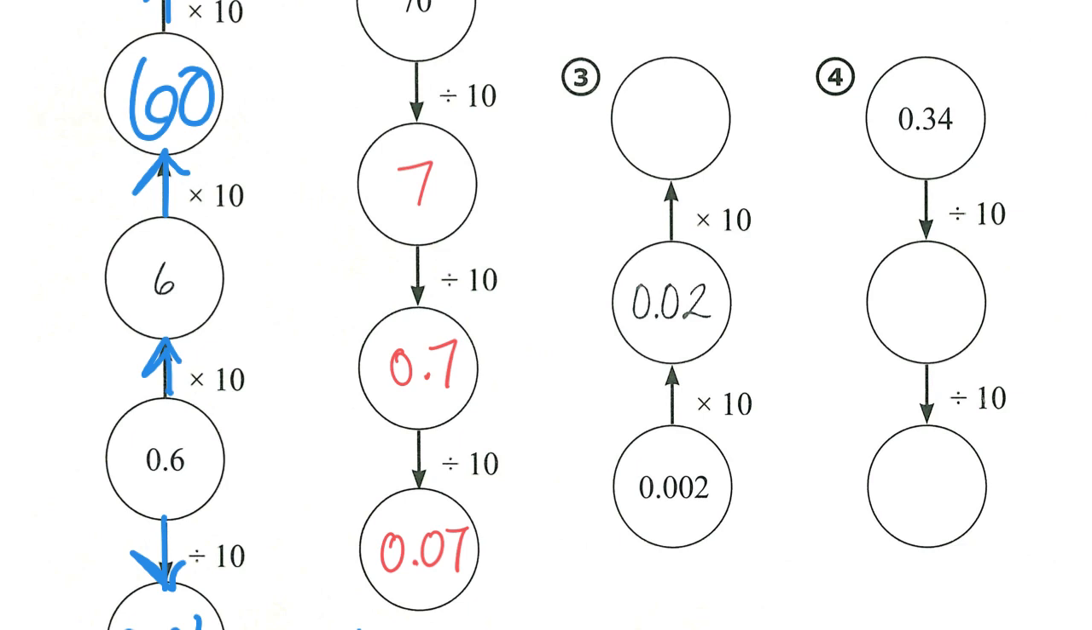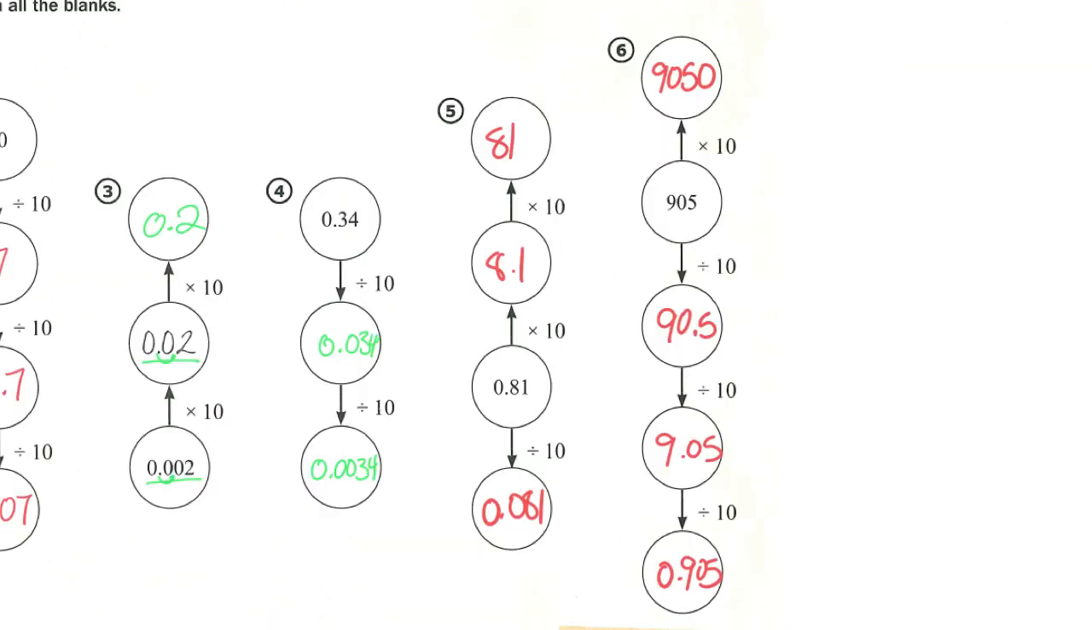In number 3, I have 0.02 times 10 gets me 0.2. Notice that my decimal moved to the right. The number got bigger, and as I multiply that by 10, I'm just going to end up with 2. Decimal went to the right. In number 4, I have 0.34 divided by 10. That's going to be 0.034. And if I divide that by 10, I have yet another move to the left with my decimal, so it's 0.0034. Okay, check your work for numbers 5 and 6 right here.